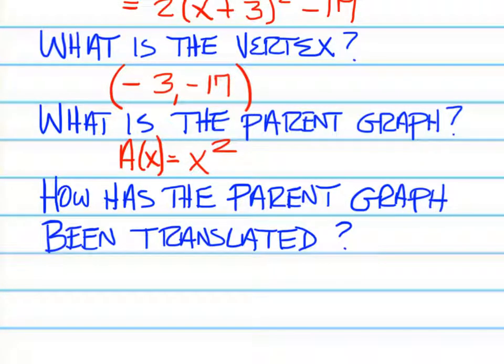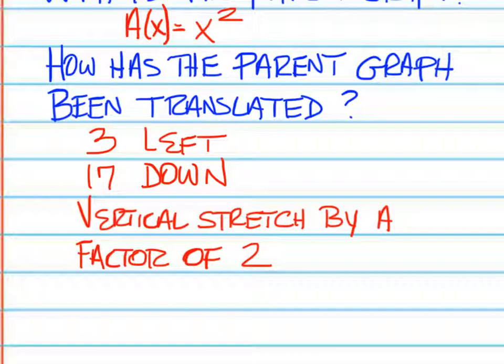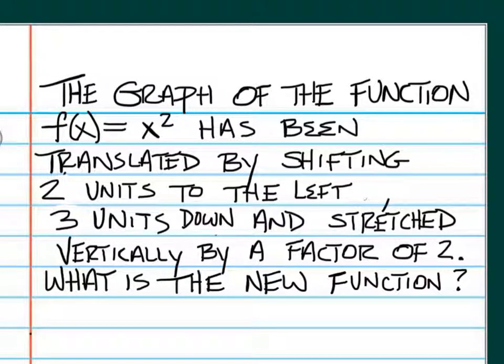How has the parent graph been translated? So tell me about the movements that were made from x squared in order to get to this item up here. It went 3 left, 17 down, and it has a vertical stretch by a factor of 2. The graph of the function f of x equals x squared has been translated by shifting 2 units to the left, 3 units down, and stretched vertically by a factor of 2.